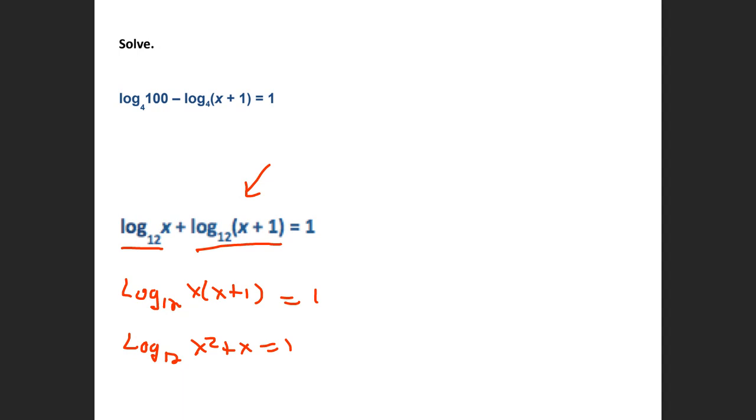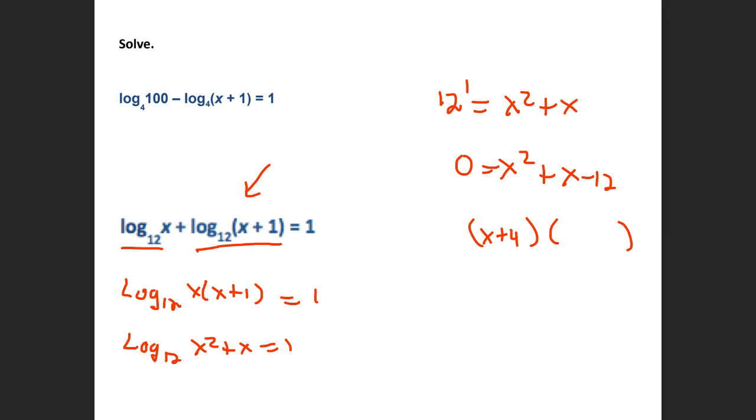So now that I have it written as a single log, I'm going to rewrite it as an exponent, because there's not a log on both sides, so I can't cross it off. 12 to the first power is equal to x squared plus x. It's a quadratic again. So I'm going to rewrite this as x squared plus x minus 12 is equal to 0. And then I would try to factor this. This factors down to x plus 4, x minus 3, so negative 4 and positive 3 are my solutions.